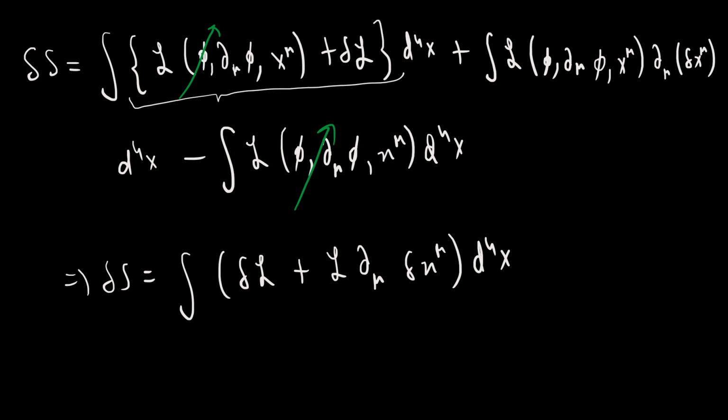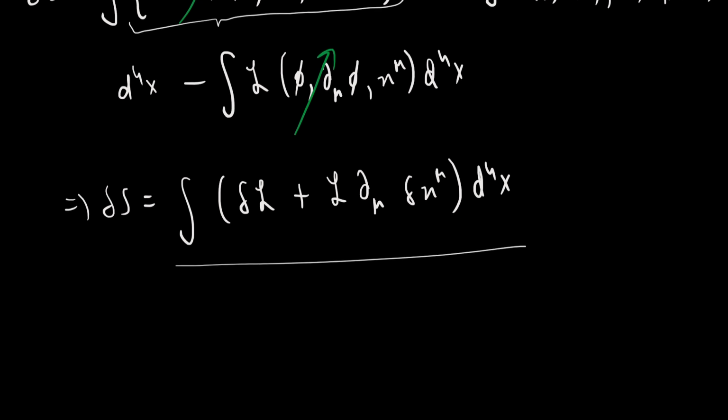Now, if we rewrite this expression with the full form of delta L, then we get delta S equals, so this integration is over region R, and our variations delta phi equals delta x mu, they vanish on this boundary of region R. So you need to keep that in mind, that our variations vanish on the boundary of R, and this integration is over this region R.